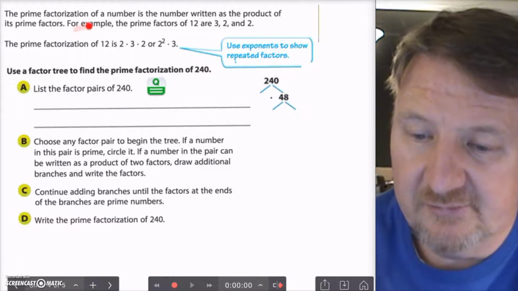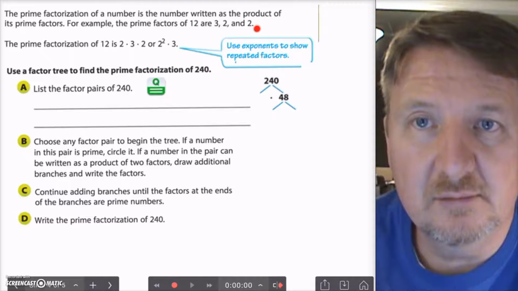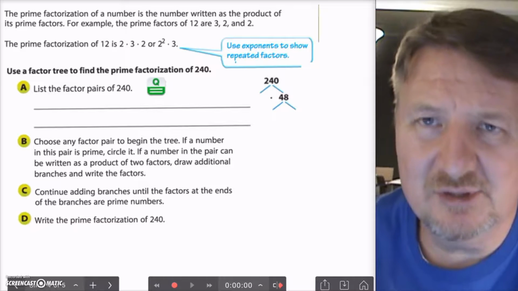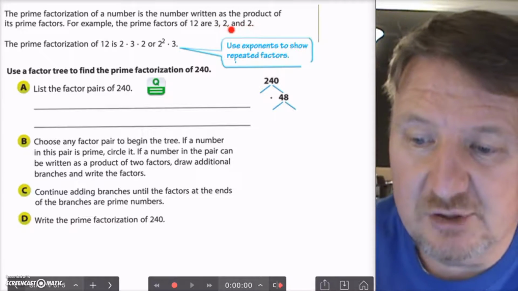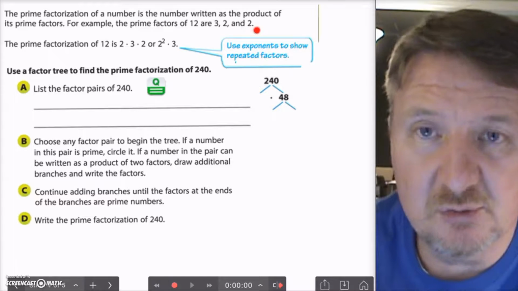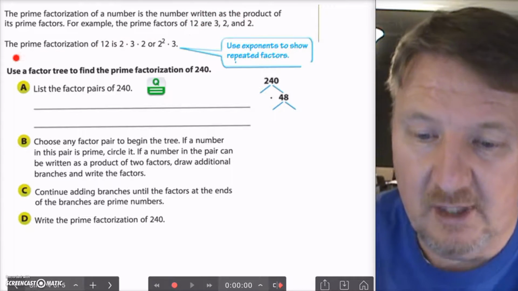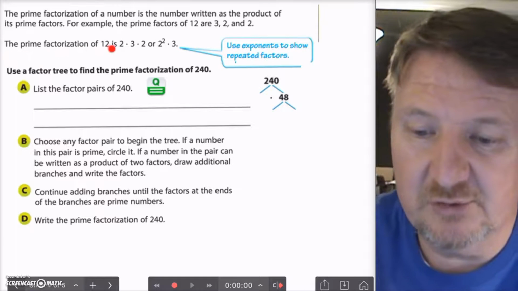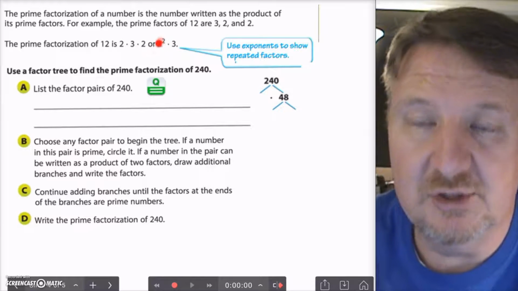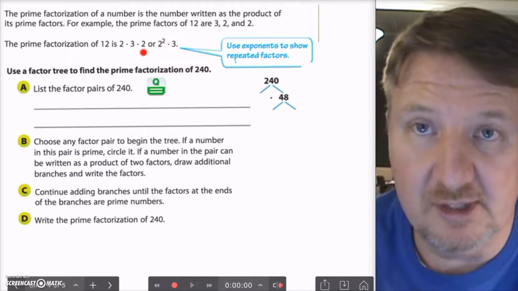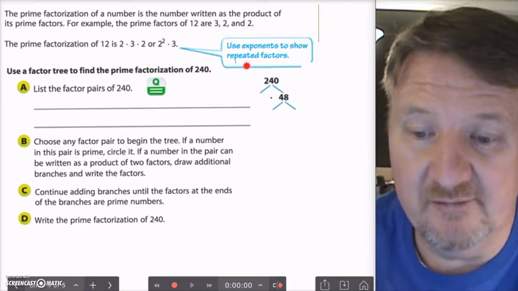So it says, for example, the prime factors of 12 are 3, 2, and 2. And they might say, well, Mr. Bell, 3 times 2 is 6. All right, but these are all the factors. 3 times 2 is 6, but 6 times 2 is 12. So all three of these numbers multiply together to give me 12. All right, so it says the prime factorization for 12 is 2 times 3 times 2, or you could say 2 to the second power, because there's two 2's here, times 3. All right, and it says use exponents to show repeated factors.